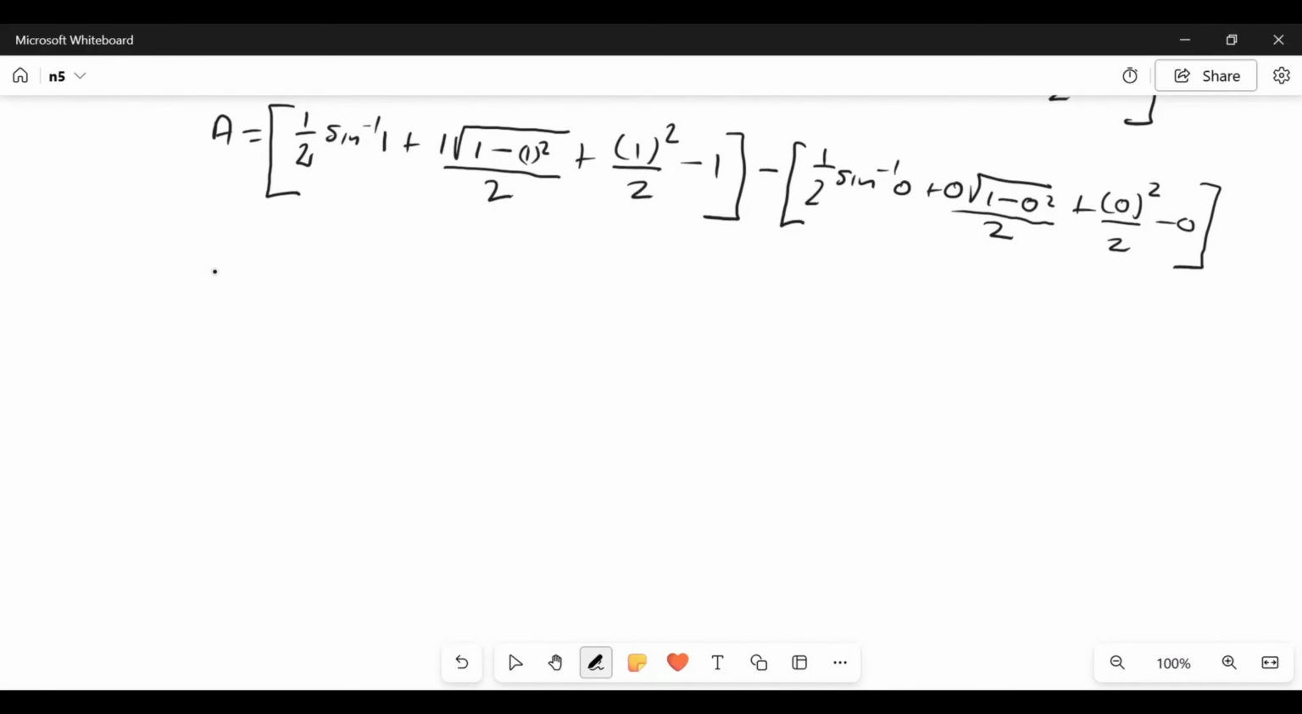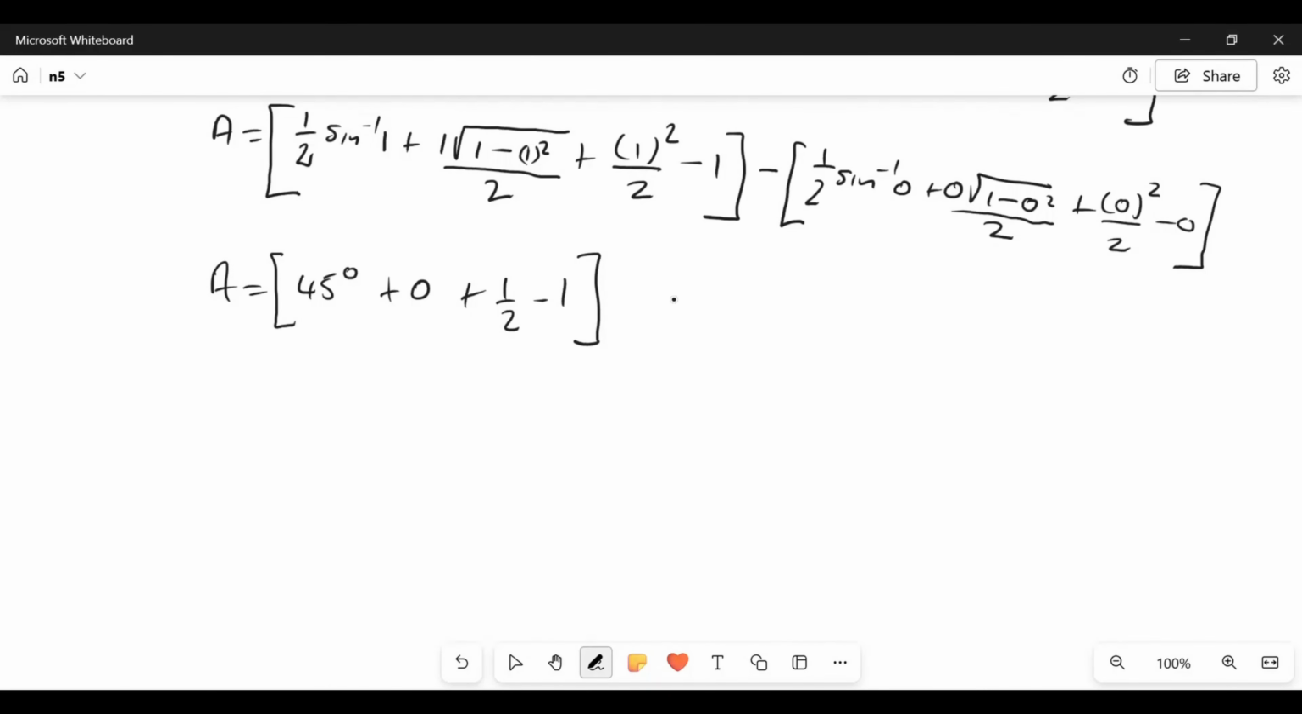Right, if we press our calculator here, the first term inside here, we have half arc sine 1. That is actually 90 multiplied by half. That is going to give us 45 degrees. Do not forget, this is degrees, plus, now this one here, we have 1 root of 1 minus 1 divided by 2. This here is going to give us 0. And then we go to the third term. That is going to be 1 to the power of 2 divided by 2. That is actually half minus 1.